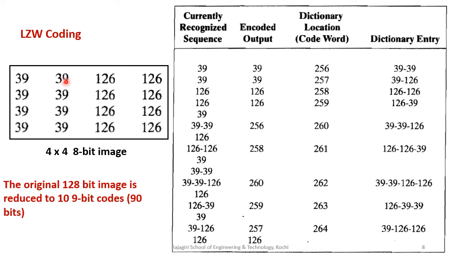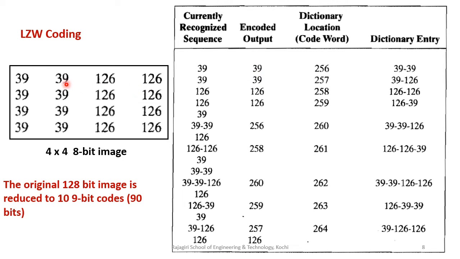The encoder recognizes that 39 is an entry in the dictionary, but the sequence 39 39 is an unrecognized sequence. So the encoder adds the sequence 39 39 at the first unused dictionary location, which is 256. So 39 39 is added as a new entry in the dictionary at location 256. At the same time, since the encoder recognizes 39, the output of the encoder is the dictionary location corresponding to the intensity 39, which is 39.